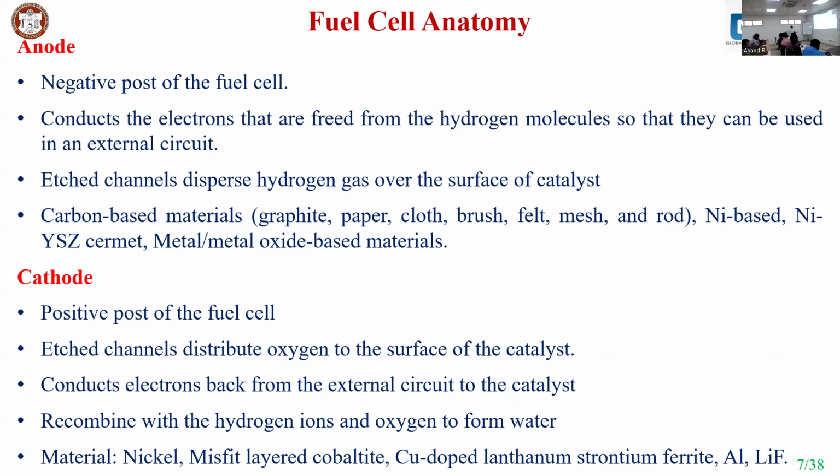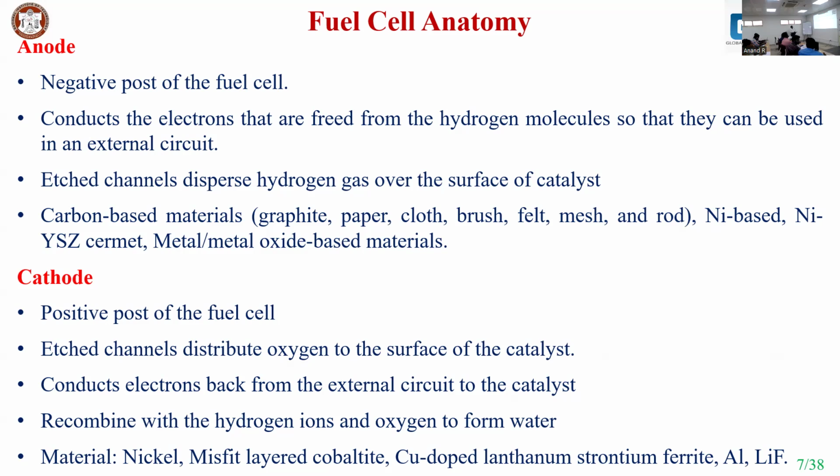The cathode is the positive post of the fuel cell. It's not smooth. Electric channels are there. It conducts electrons back from the external circuit, which come from the anode and are absorbed on the cathode side. They recombine with hydrogen ions and oxygen to form water. So ultimately, you are not polluting the environment when you are using hydrogen as a fuel. You are producing heat and electricity along with water. The water also can be utilized.